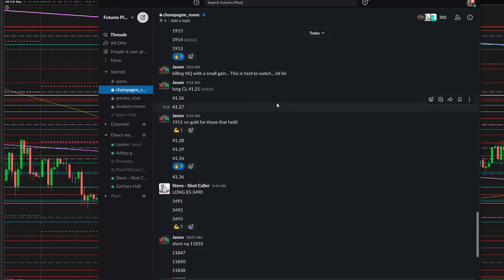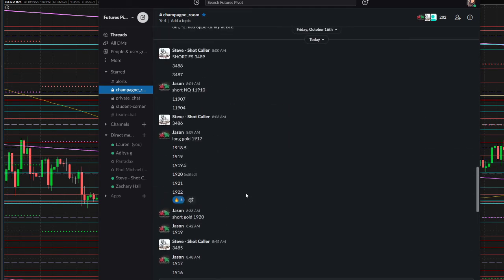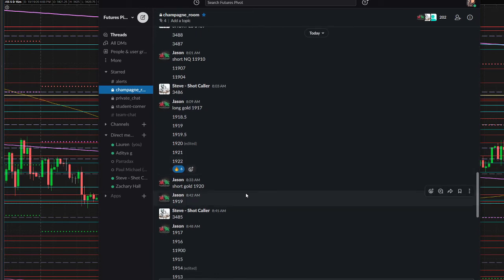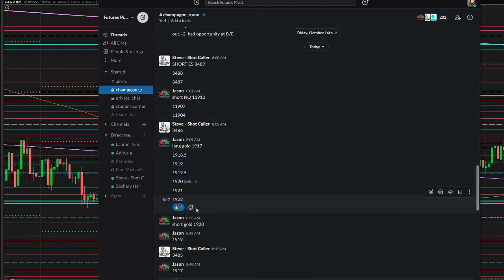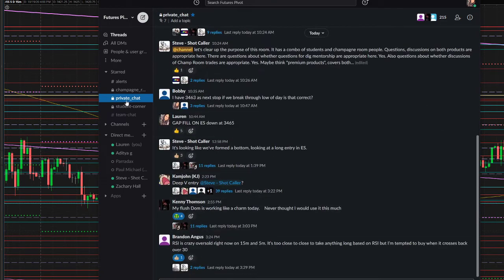Again, in these formats, there's no posting by other people. It's simply just the moderators. So you'll only see Steve or Jason posting in here. I like this because it keeps it clutter-free. It keeps it very clear. Obviously, if we have a few trades going on, we can't really do anything about that. But other than that, we really keep it clean and pretty concise on what I'm looking for and what it should look like. But again, in the private chat, anyone can have conversations here.